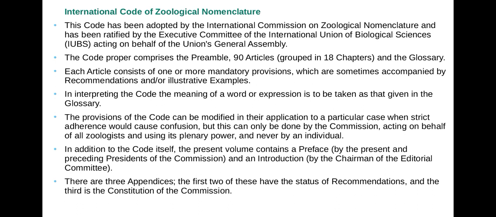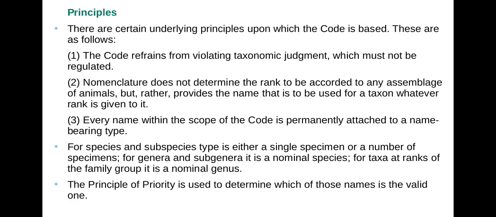In addition to the code itself, the present volume contains a preface by the present and preceding presidents of the Commission and an introduction by the chairman of the editorial committee. There are three appendices, the first two of which have the status of recommendations, and the third is the constitution of the Commission. So, principles. There are certain underlying principles upon which the code is based. These are as follows: the code refrains from regulating taxonomic judgment. So, nomenclature does not determine the rank to be accorded to any assemblage of animals, but rather provides a name that is to be used for the taxon, whatever rank is given to it.